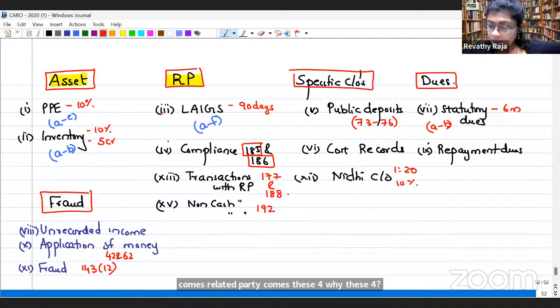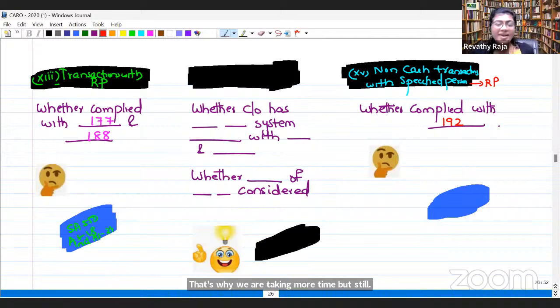That's why we are taking more time, but still, yeah. That clause is feeling very bad. You left it in between. Come back, guys. It's feeling sad.